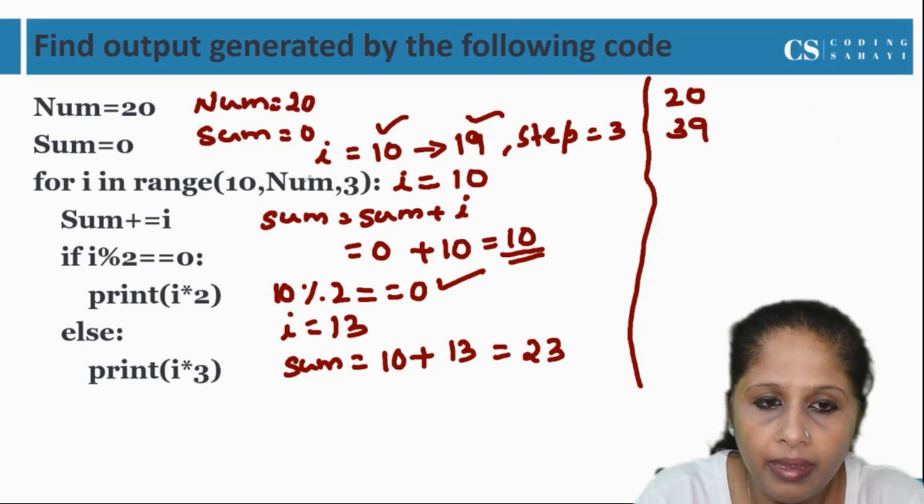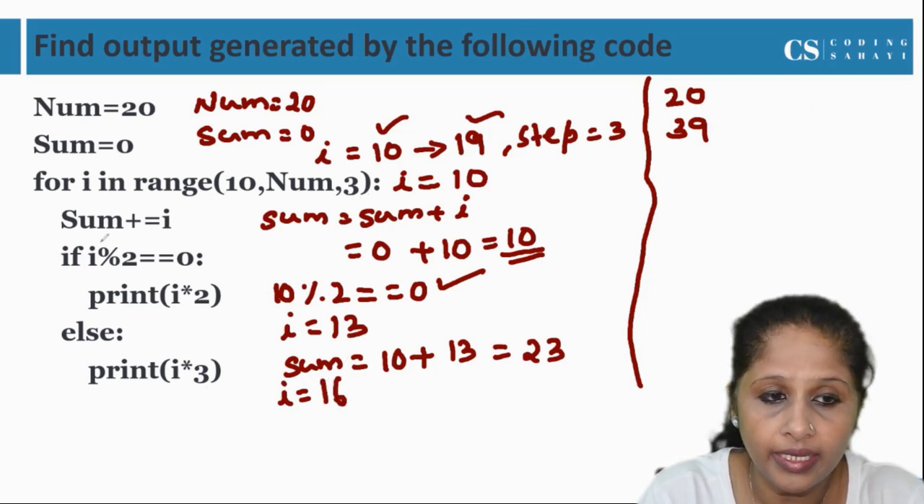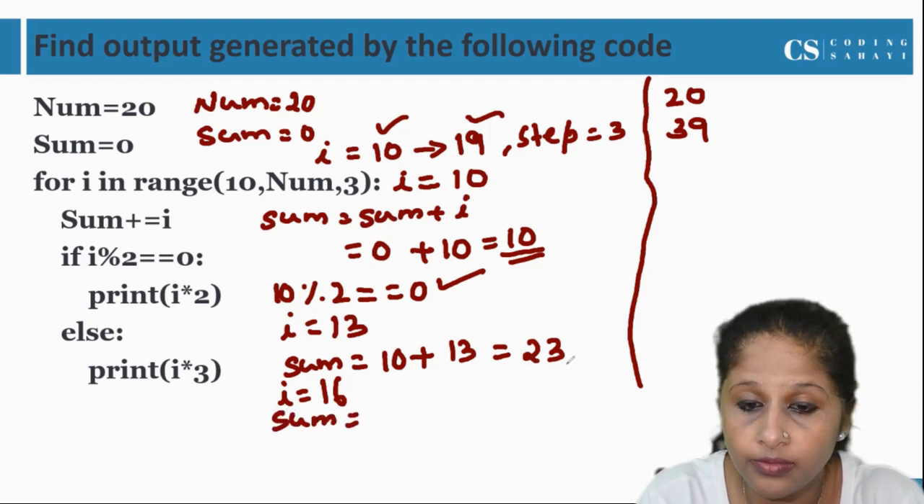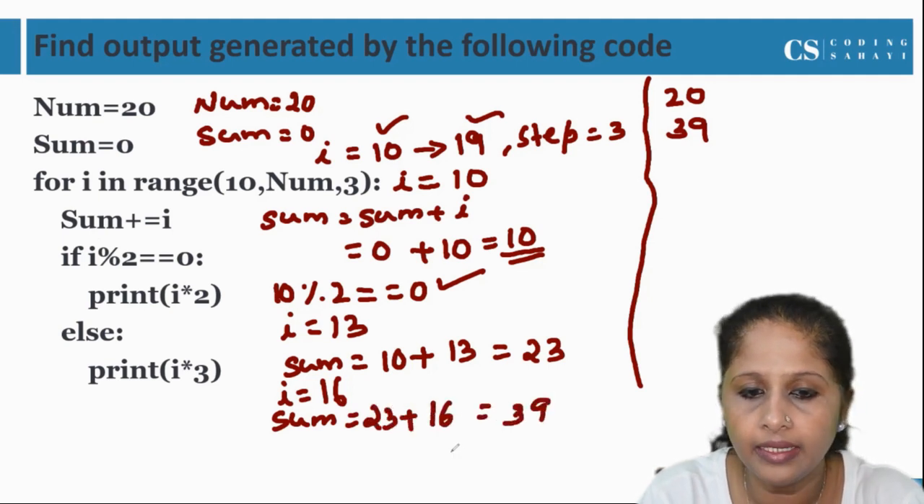Then again going back to the loop, i is incrementing by 3. That is the last value of i is 13. Now it is 16. Coming to the next line, sum += i. That means the last value of sum is 23. So 23 plus i, that is 16. So you will get 39.